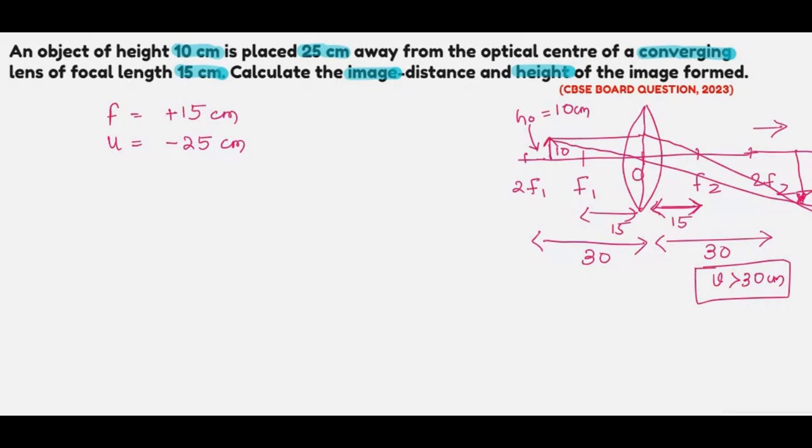So this is a way in which you can cross check whether your answer is correct or wrong. As per our ray diagram, our image should be formed beyond 2F2, and if 2F2 is 30, the image distance should be more than 30 centimeter. Now let's check using the lens formula whether we are getting the image distance as more than 30 or not. Here we have to find out the image distance. The height of the object is given as 10 centimeter, which is plus 10, because it's lying above the principal axis. The height of any object which is positive is above the principal axis. If you get the height of the image as negative, that means it's situated below the principal axis.